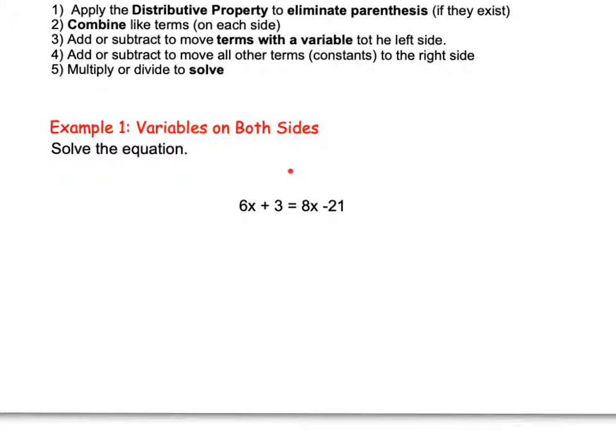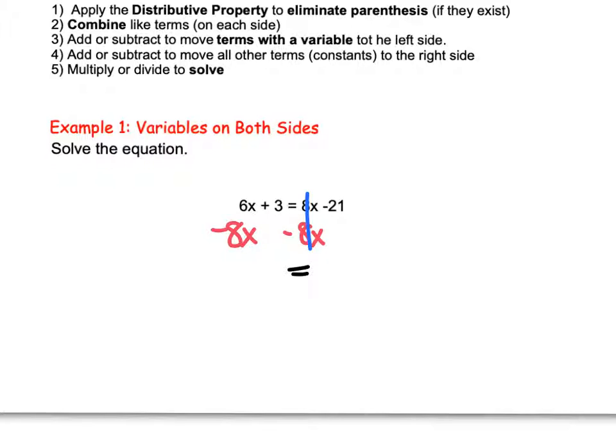I cannot just combine my like terms. There's this big barrier here of this equal sign. So I need to use inverse operations to move my terms. Because 8x on the right side is positive, I need to move it to the left side by subtracting 8x from both sides. The reason you're doing that is because this column, 8x minus 8x, eliminates that variable.